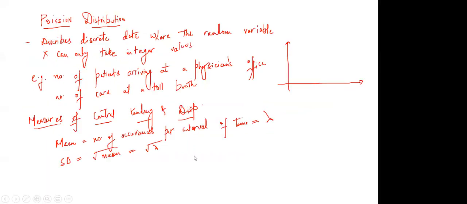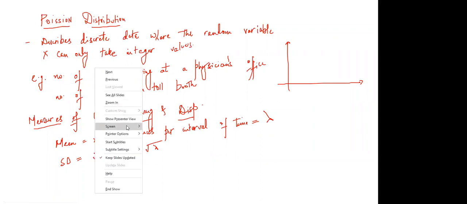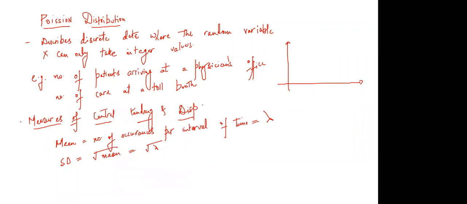Okay, so I've taken a few examples. Number of patients arriving at a physician's office, number of cars at a toll booth. These are examples of a Poisson distribution. How do you measure the central tendency? The measure of central tendency is the number of occurrences per interval of time, denoted by lambda, and the standard deviation is given by the square root of lambda, or the square root of the mean of a Poisson distribution.